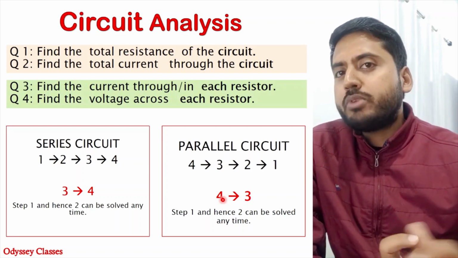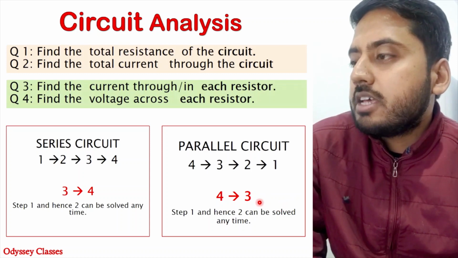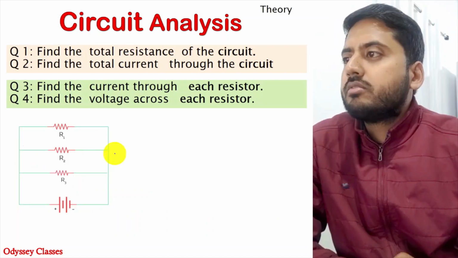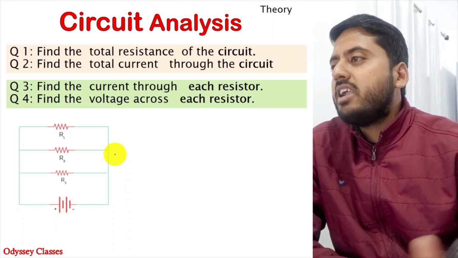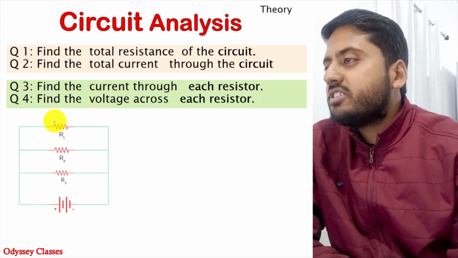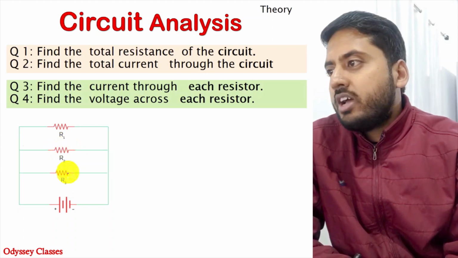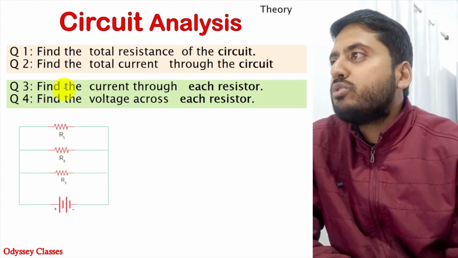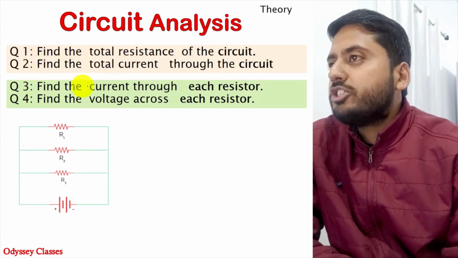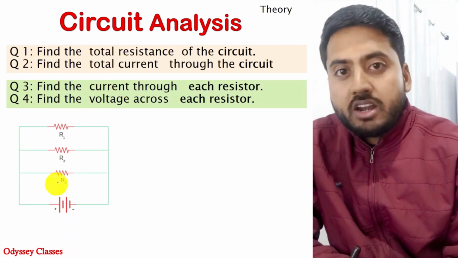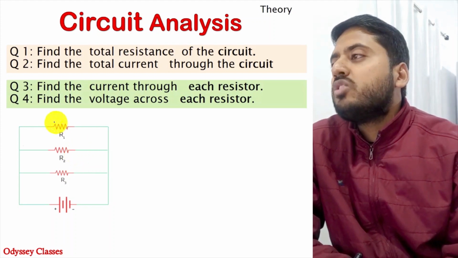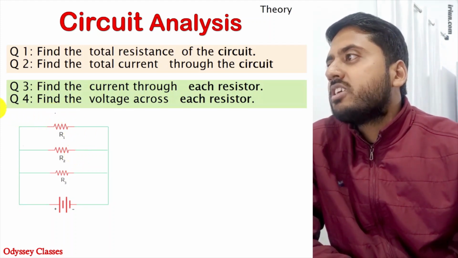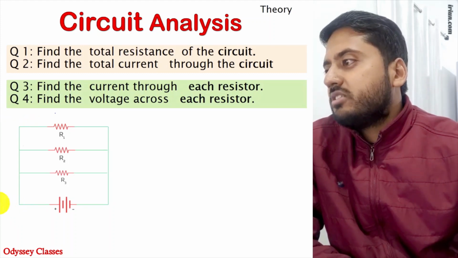Now let's do some practice to build our concepts in parallel circuits. So here we can see a parallel circuit where the three resistors R1, R2 and R3 are connected in parallel, and we are supposed to find the answer to these four questions. As it is a parallel circuit, we will start with the fourth question. That is, we will find the voltage across each resistor.